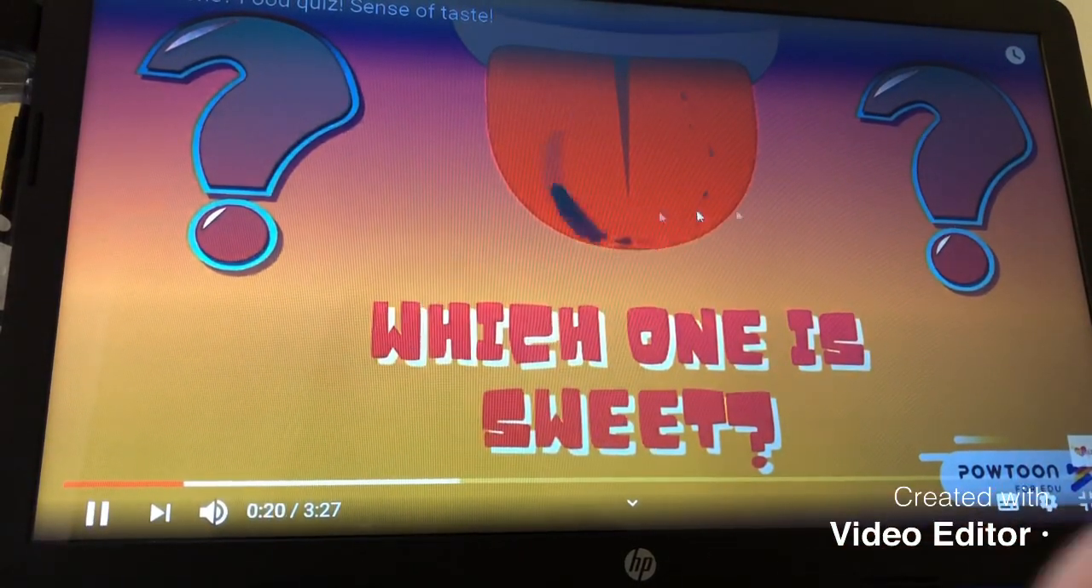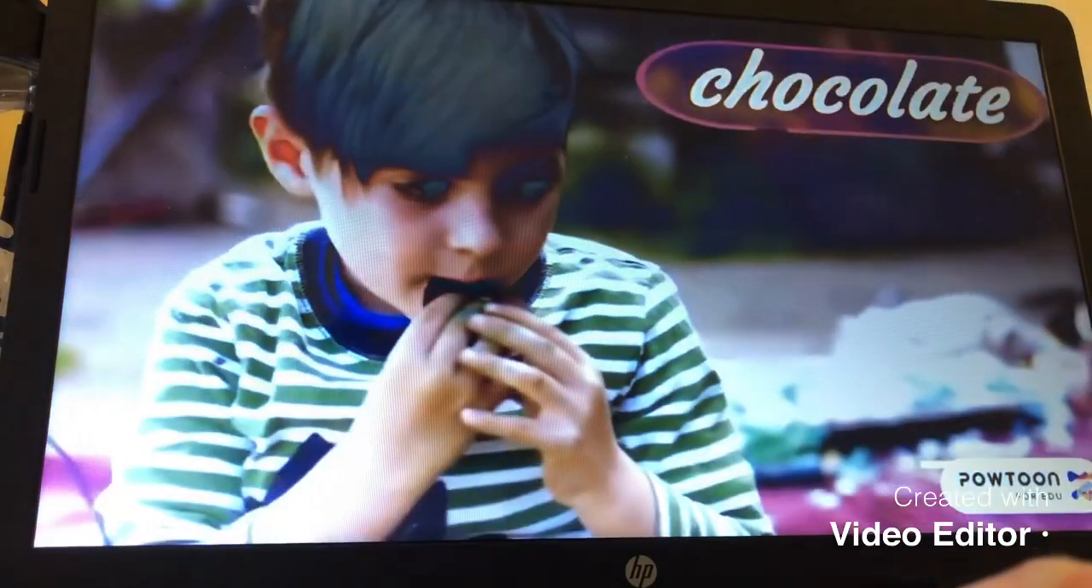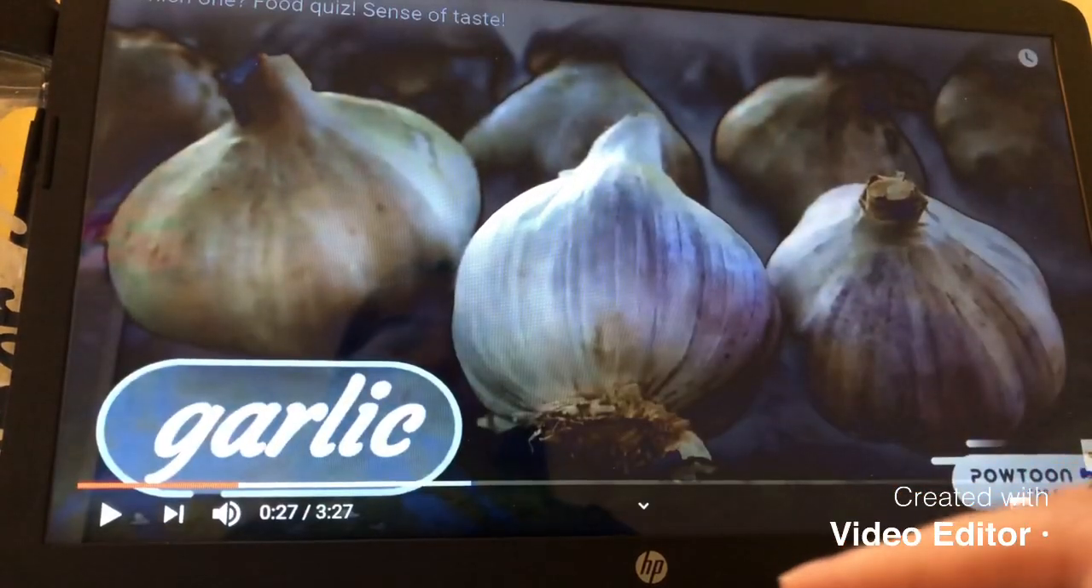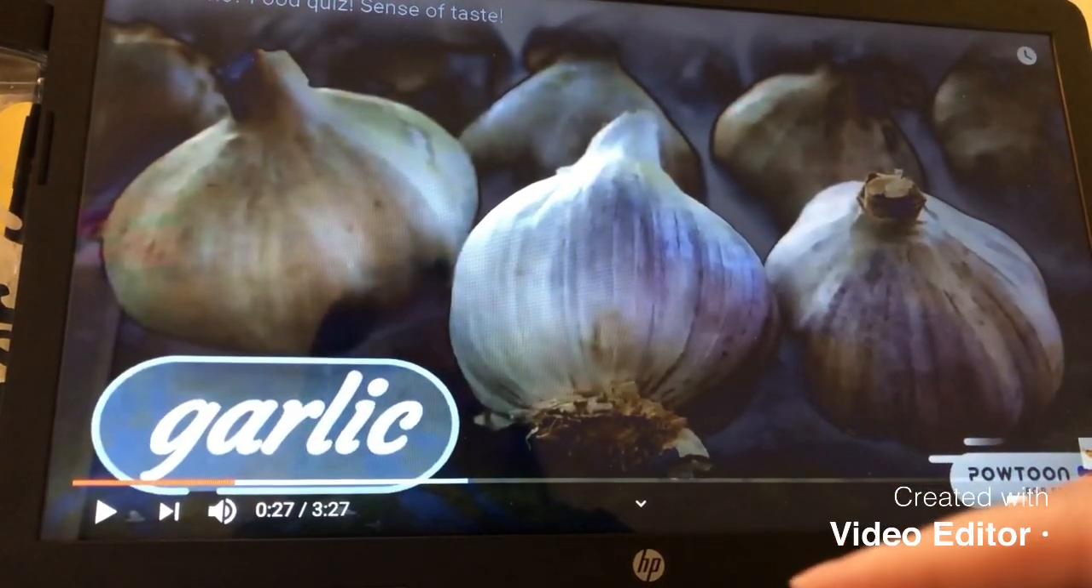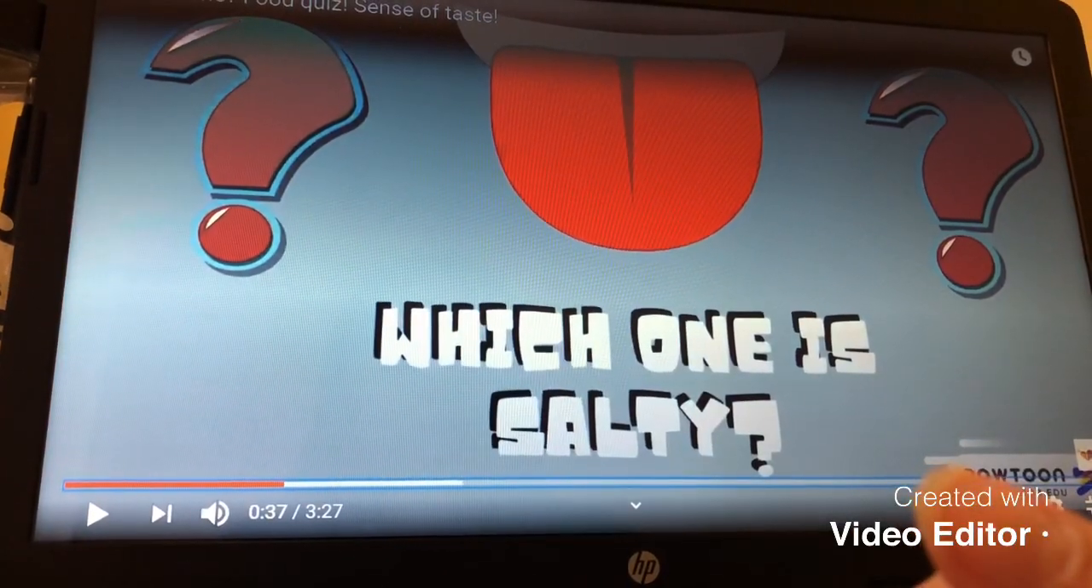Which one of these is sweet? Let's see. Is it the chocolate or the garlic? Which one is sweet? The chocolate or the garlic? Let's go with the number 3.